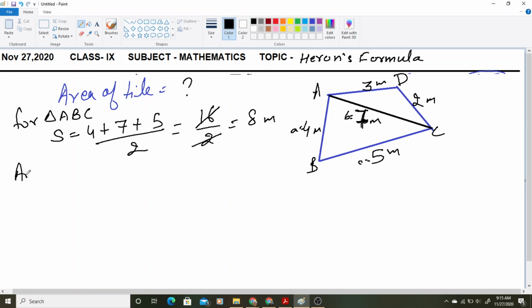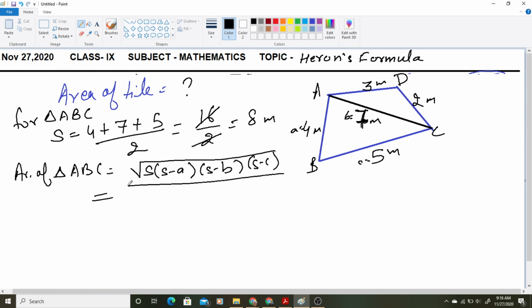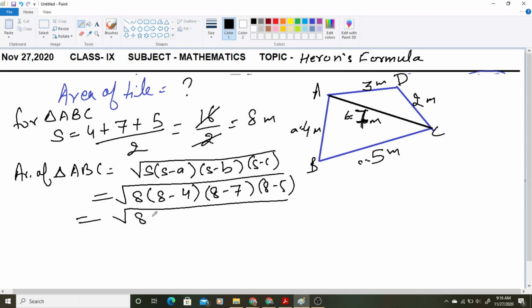Then we will find the area of triangle ABC. We will use Heron's formula, under root S, S minus A, S minus B, S minus C. So it will be how much? 8, 8 minus 4, 8 minus 7, 8 minus 5. So how much are we getting? 8 multiply 4 multiply 1 multiply 3. Okay, now we will make some pairs. So first we have to split them into the lowest prime factors.